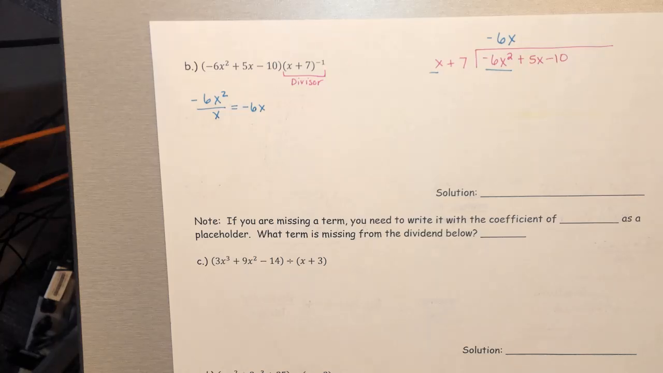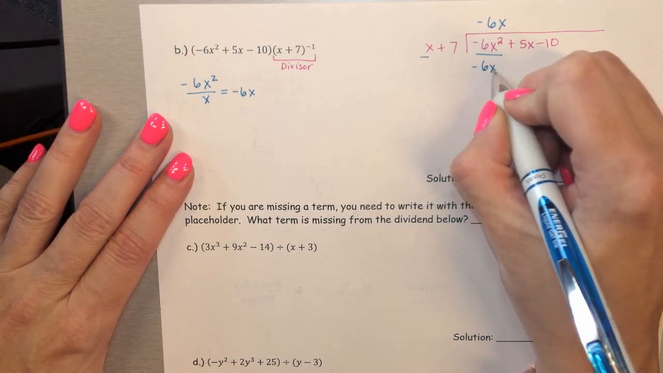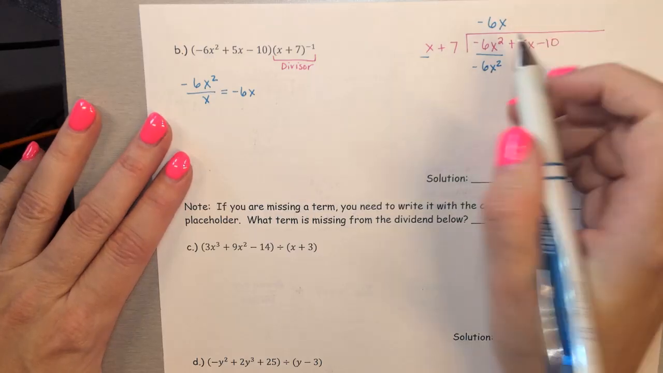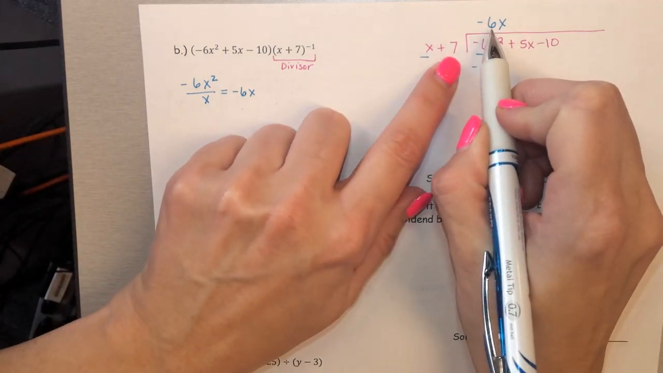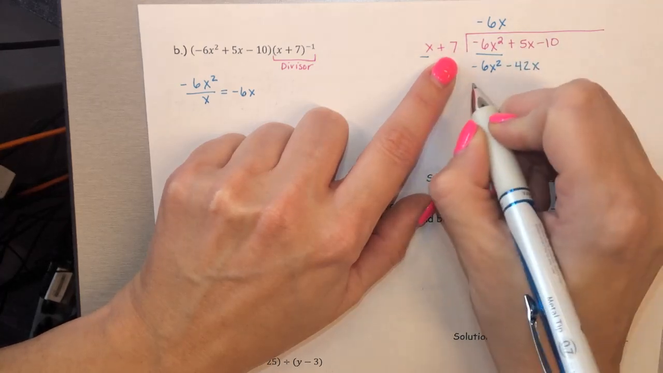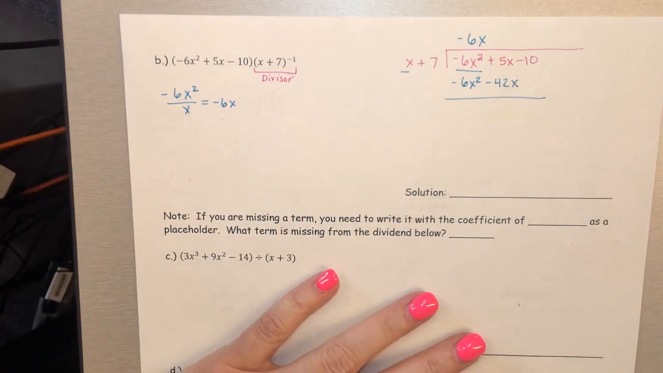Okay, so once you distribute, negative 6 times x is negative 6x squared. These should be the same. The next ones are rarely the same because you have to multiply. Negative 6 times 7 is negative 42x. Okay, and then from there, now we have to do the subtraction.